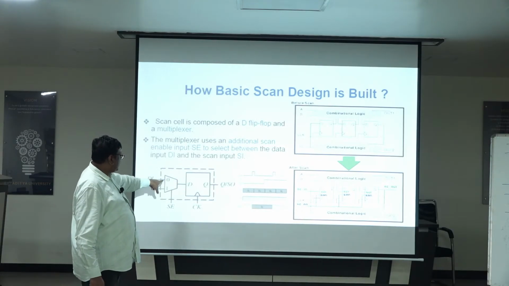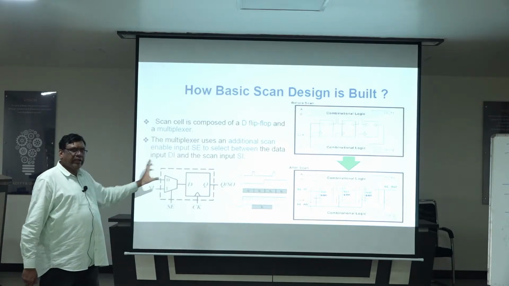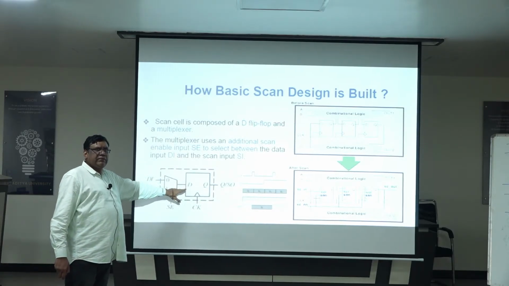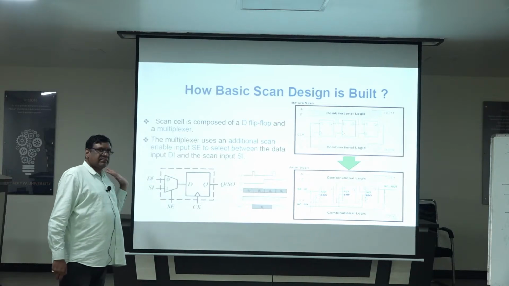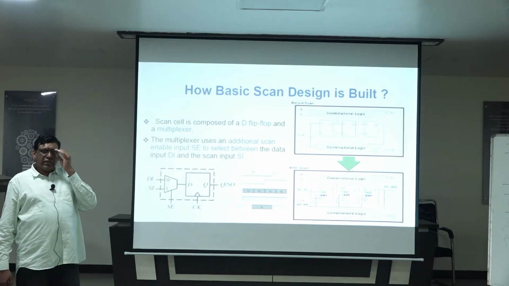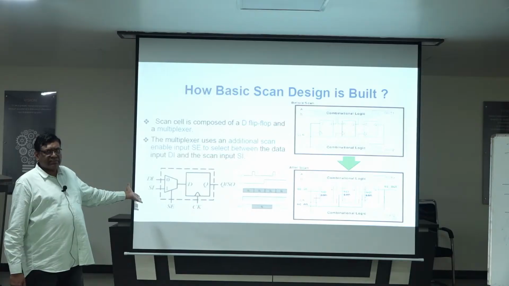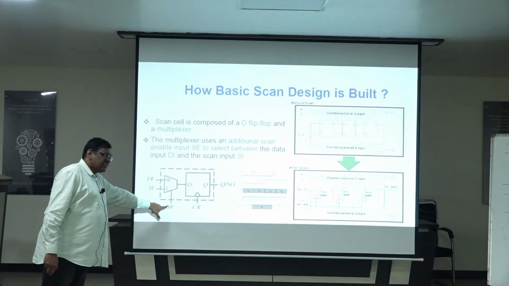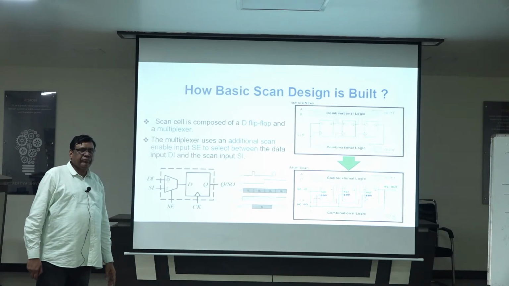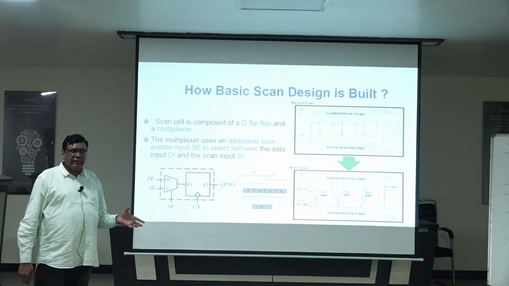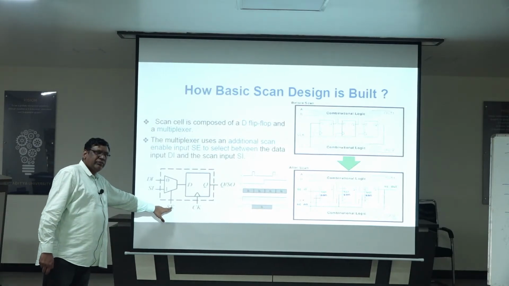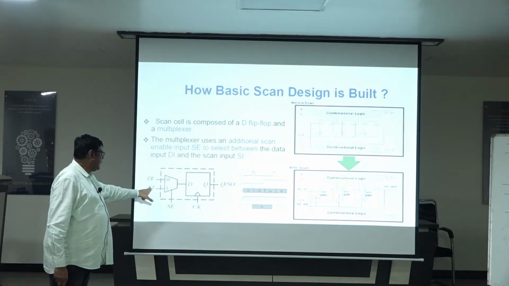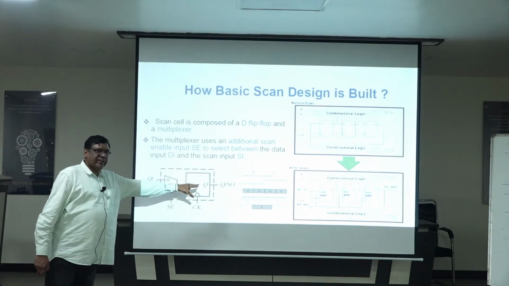What is a scan flop? How does it look? It is like this. An ordinary D flip-flop with a small mux. I think everybody knows the functionality of the mux. SE is the scan enable. Whenever you want to do the scan, we will make it 1. Then what will happen? From SI, data will come inside.